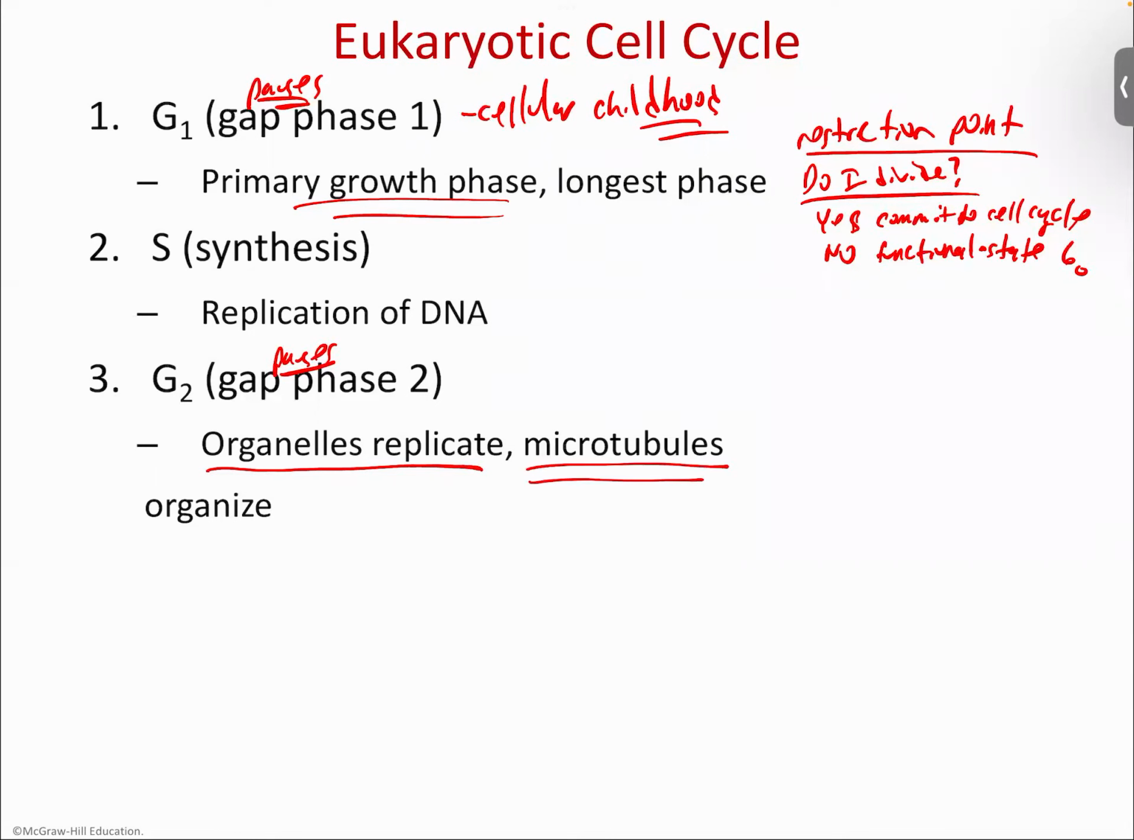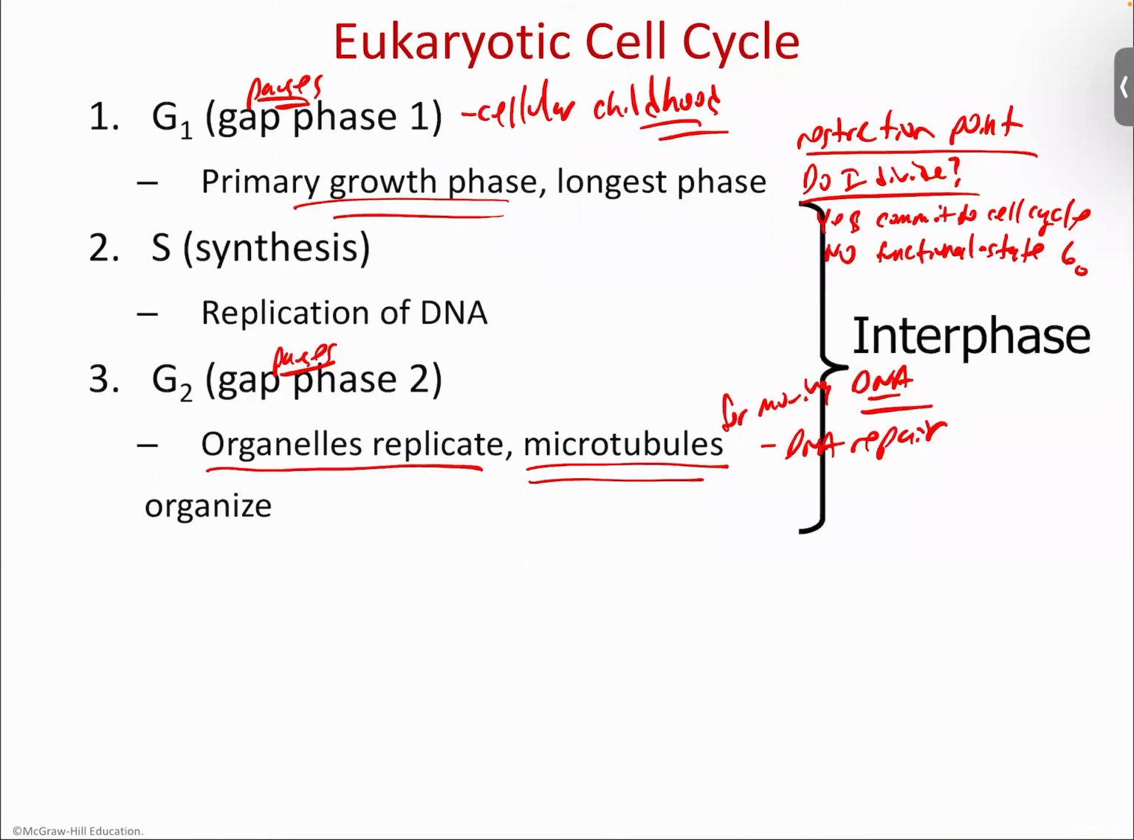You also have to organize your microtubules for moving your DNA, right? So you have to start organizing all that stuff. You also do some other things here. You'll do DNA repair here as well. So if you made some mistakes during replication, this is where you're starting to clean them up and fix them. But you try to get everything just right, as good as possible, before you move to the next phase, which is mitosis. Now, together, these three are called interphase.